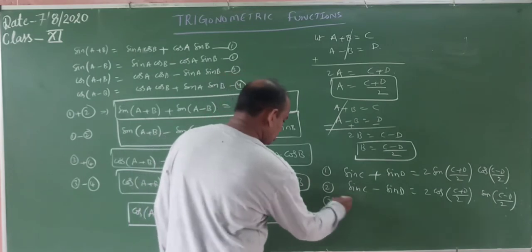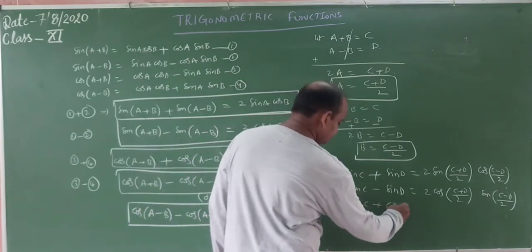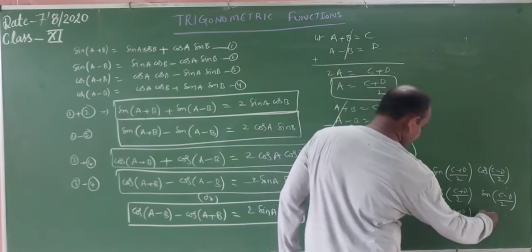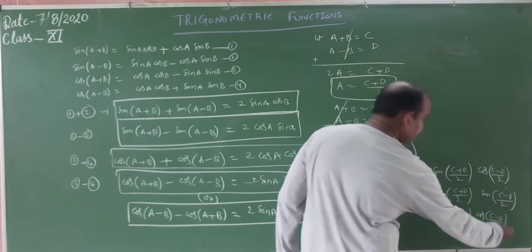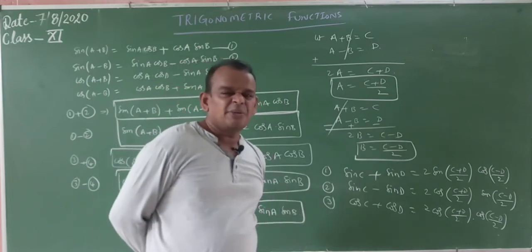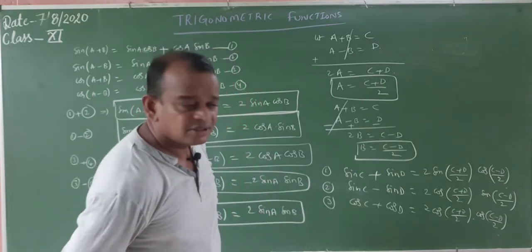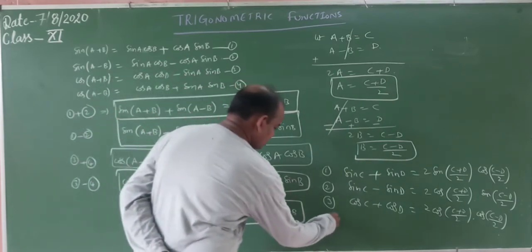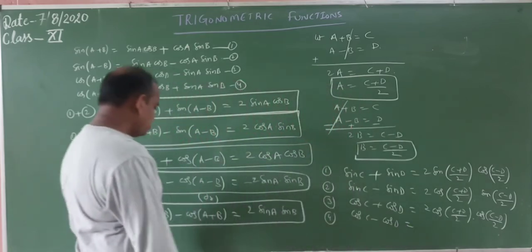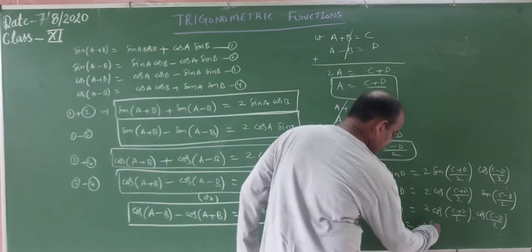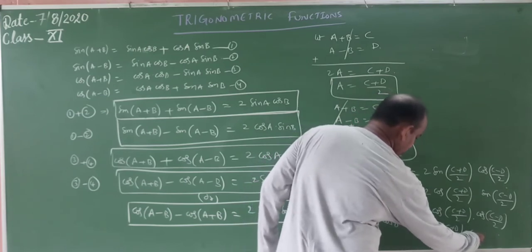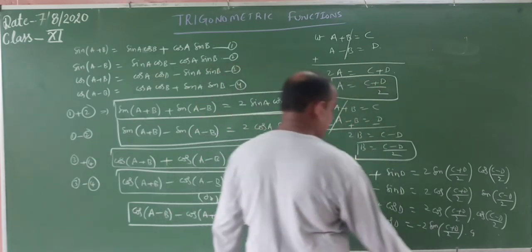Third one, cos C plus cos D, is equal to 2 cos((C+D)/2) cos((C-D)/2). Okay, my dear boys, any doubt? Okay, last but not least, fourth one, cos C minus cos D. Here there is a minus sign: minus 2 sin((C+D)/2) sin((C-D)/2).